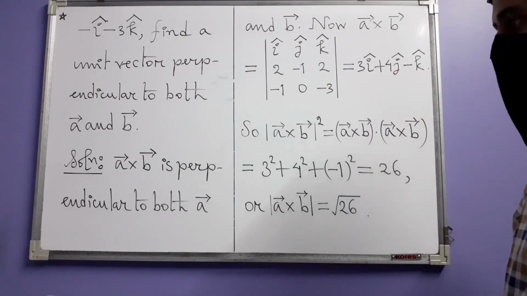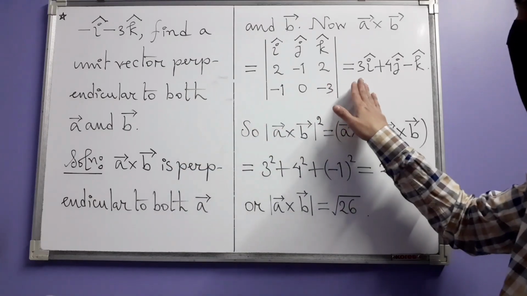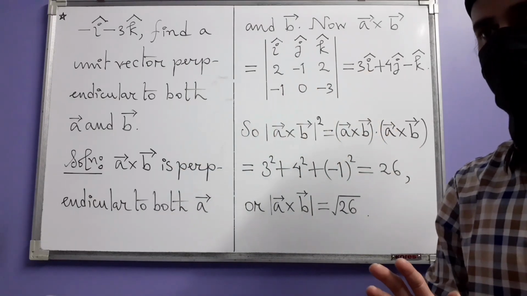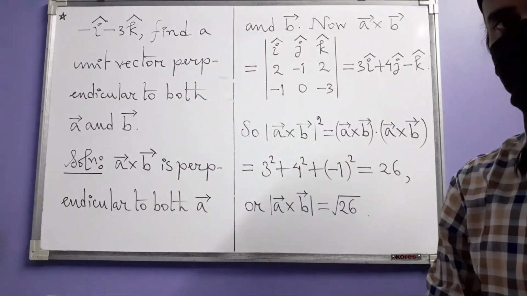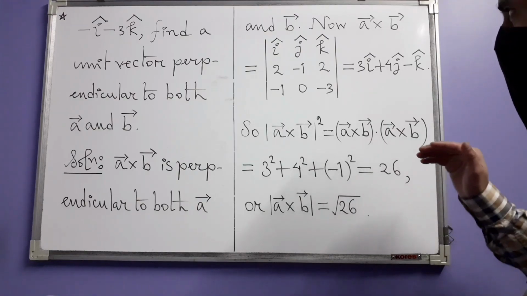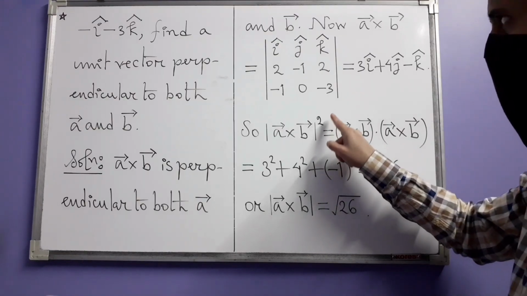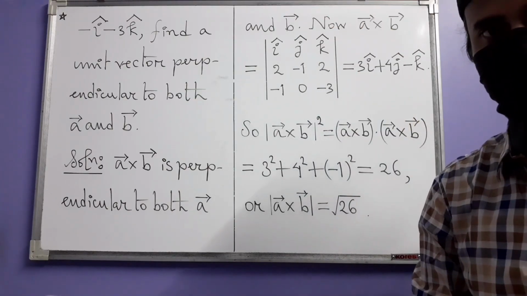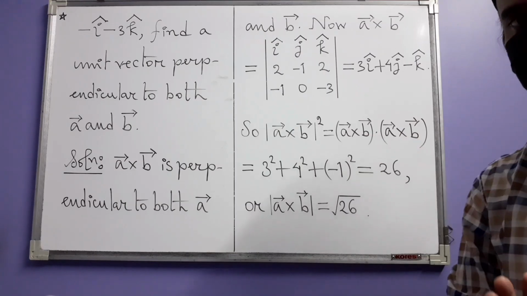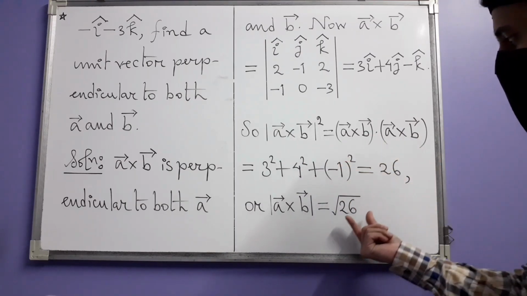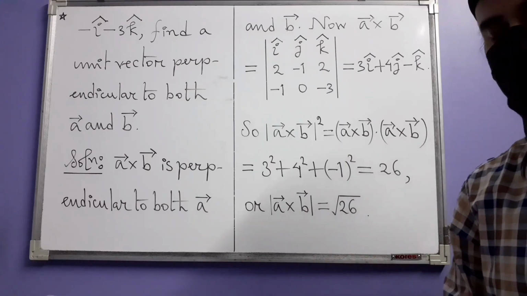So that means we have got this vector which is perpendicular to both a and b. But that's not exactly what we want. We want a unit vector. And to have a unit vector, we have to divide this vector by its magnitude. So that means we need to calculate the magnitude. If we calculate the magnitude like this, then we get square root of 26.